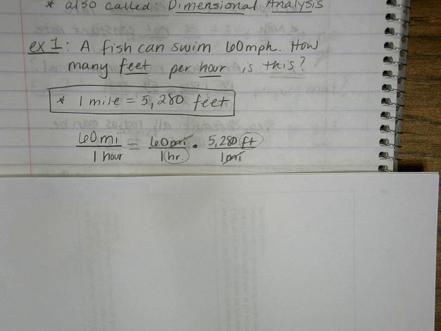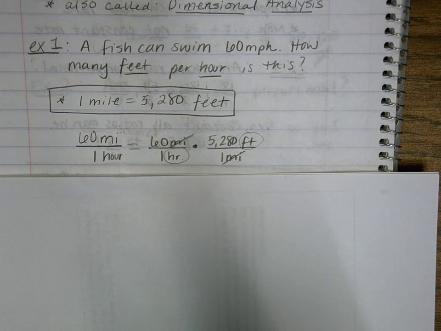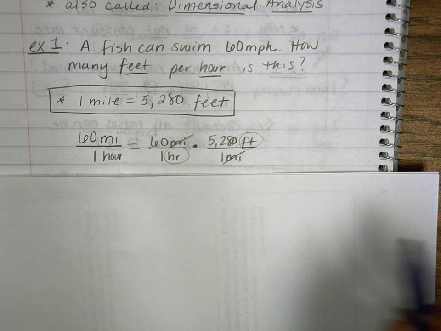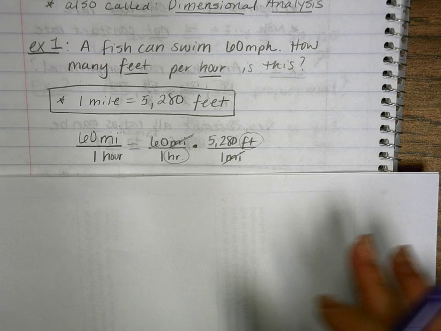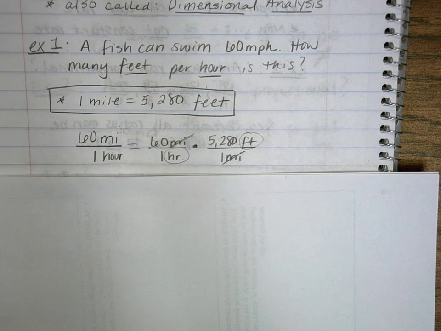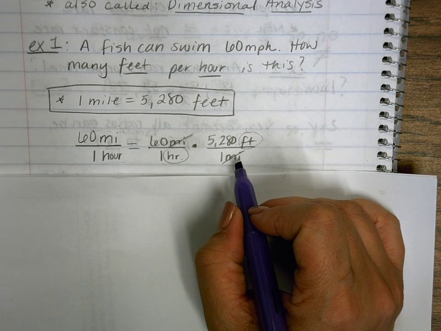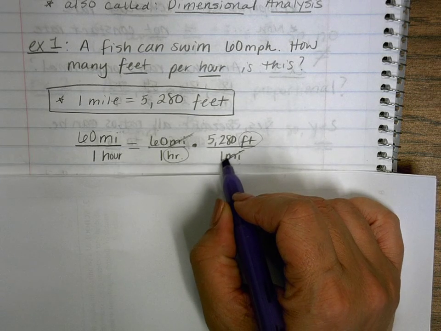The biggest challenge for people is not figuring out what goes into what, it's figuring out how to set it up. So if you look here, we have 60 miles over 1 hour, and I'm trying to get rid of the miles. I'm trying to go to feet. So to get rid of miles, I want to make sure that I write the miles diagonal so I can cross cancel.